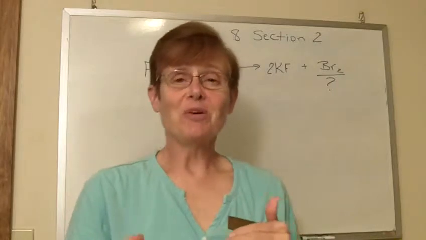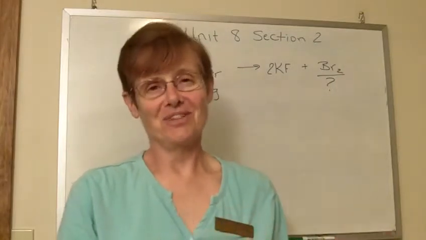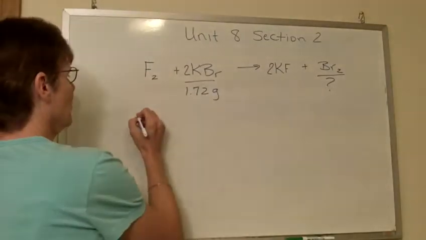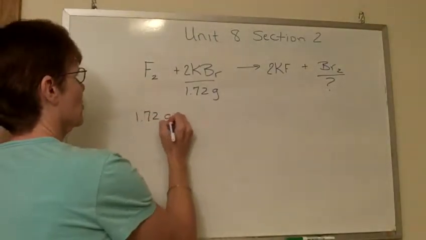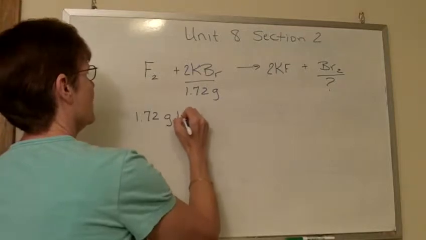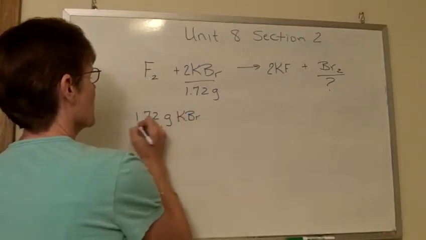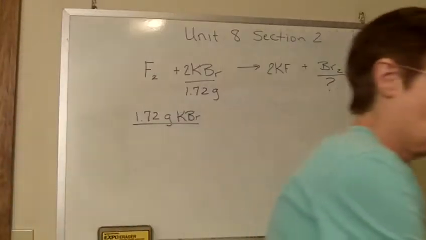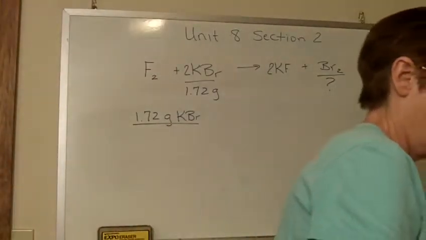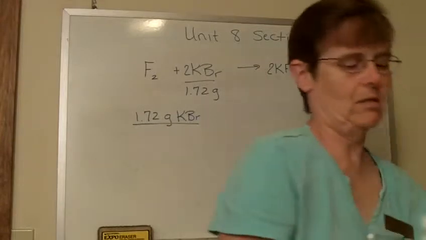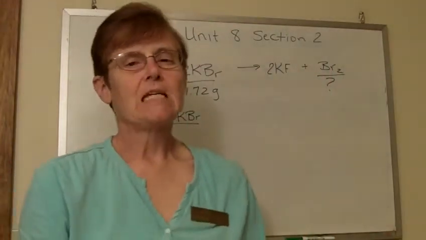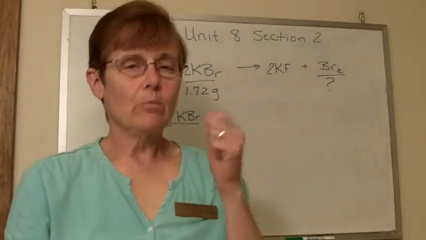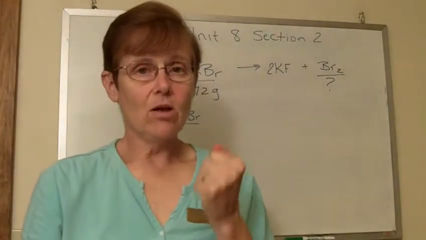So now we have to remember how to do all that stuff that we learned to do in the last unit. So let's begin and say we've got 1.72 grams of potassium bromide. So I need to convert that into moles.